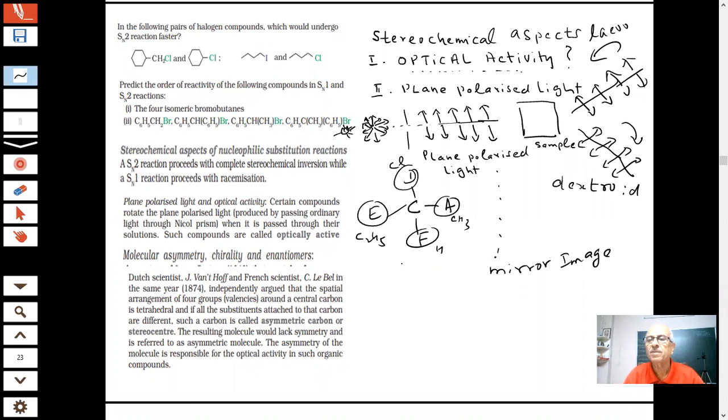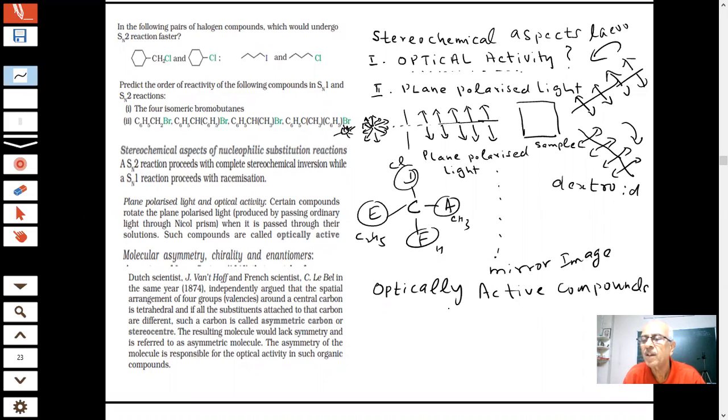So they observed such compounds are called optically active compounds. What do we call such compounds? Optically active compounds. Is it clear?